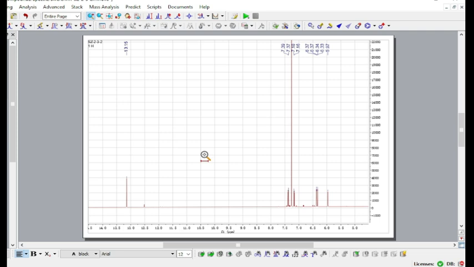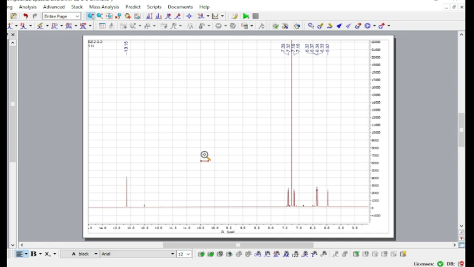Another way to do it, if you don't have the molecular formula, so how would you know whether a signal shows 1 proton, 2 protons, or 3 protons? So it sometimes comes with background knowledge plus experience as well.